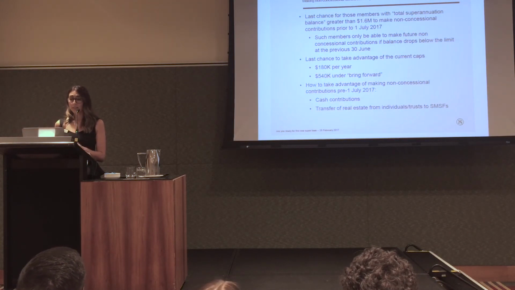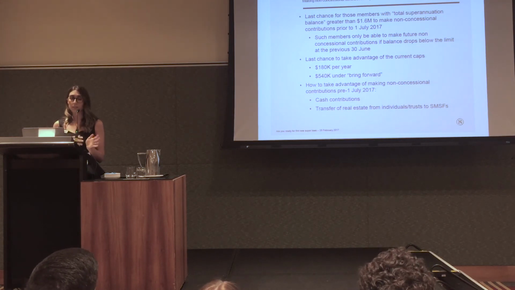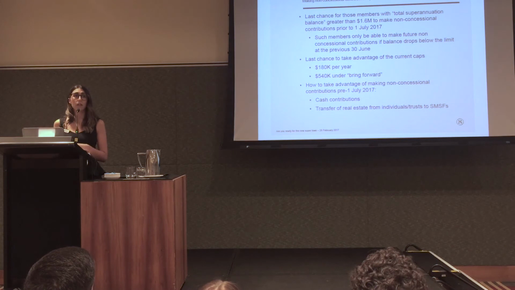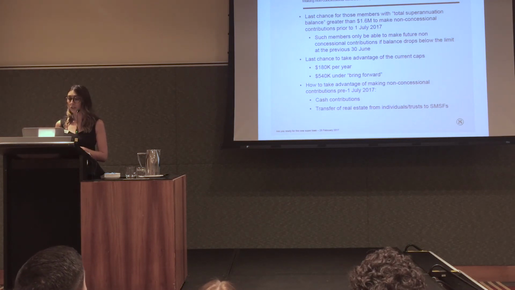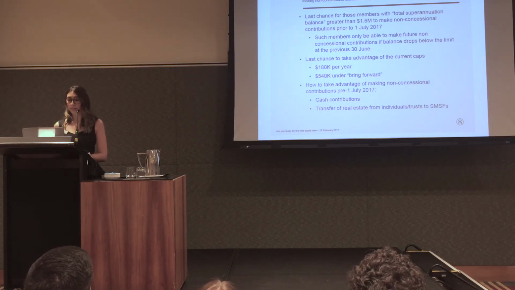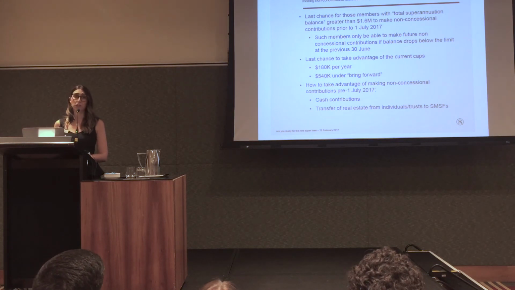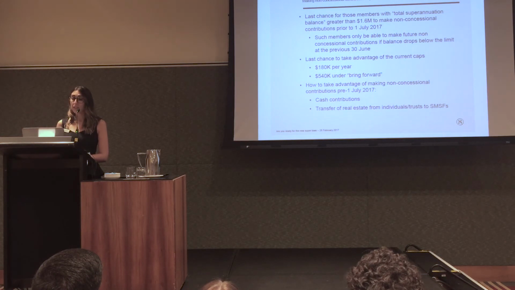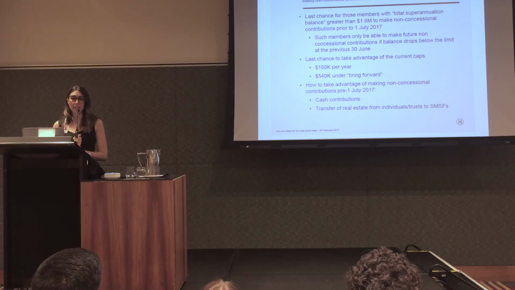Non-concessional contributions. It's the last chance for those members with a total super balance, so not transfer balance cap, total super balance of greater than 1.6 million to make non-concessional contributions prior to 1 July. Such members going forward will only be able to make future non-concessionals if their balance drops below the limit at the previous 30 June. And this is a rolling test, so it's tested each and every year. It's also the last chance to take advantage of the current caps, so currently $180,000 per year or $540,000 under the bring forward rule.